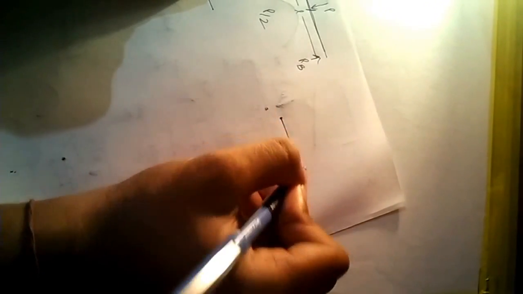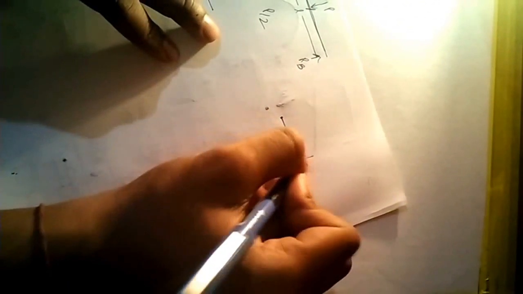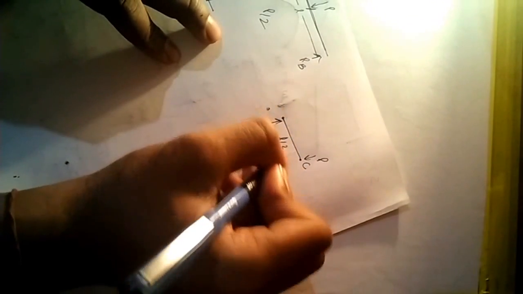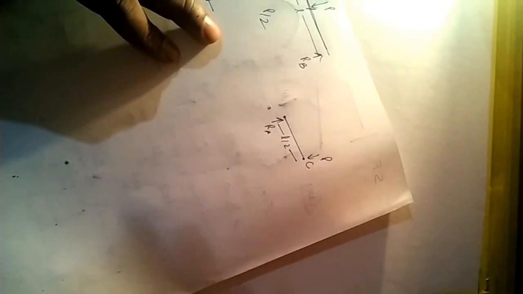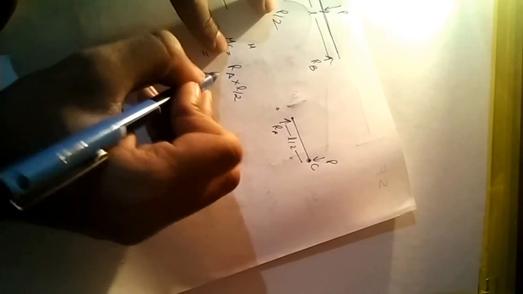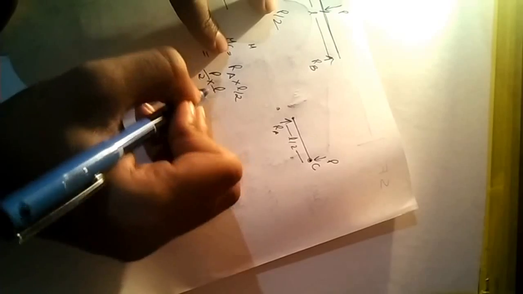Taking the point C, with P acting and RA acting at a distance L by 2. At point C, only one force is acting, RA into L upon 2, and we know that RA is equal to P upon 2, so the moment is P upon 2 into L upon 2, that is PL by 4. That is the second case.